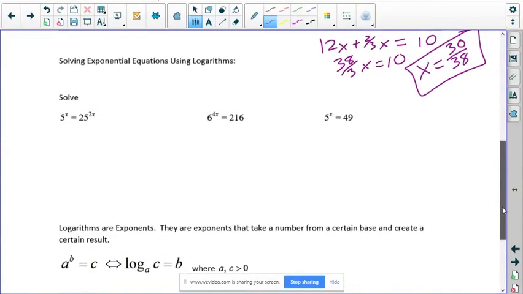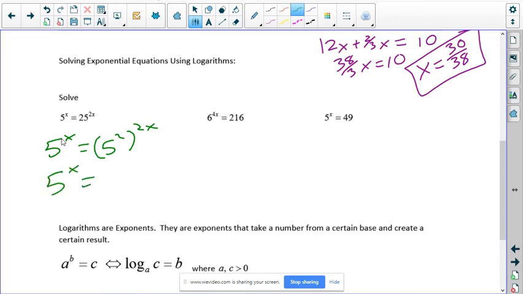Our next video is about solving exponential equations, and we're going to start using something called logarithms today. There's a couple ones that we've done before in solving. Things like 5 to the x equals 25 to the 2x. We can get these things to be the same bases. So this is 5 squared to the 2x, and so we have 5 to the x equals 5 to the 4x. So x equals 4x, or 0 is 3x, x is 0.